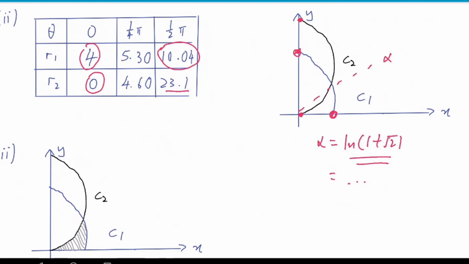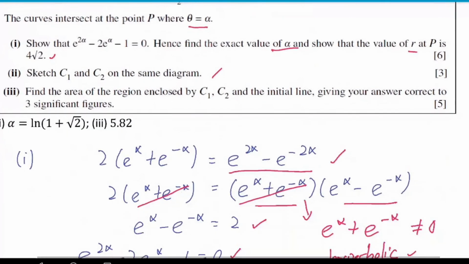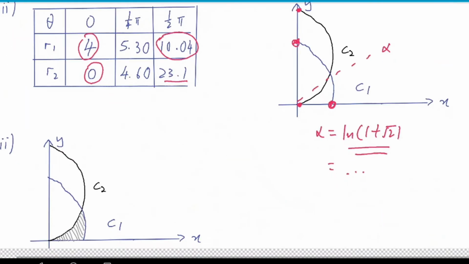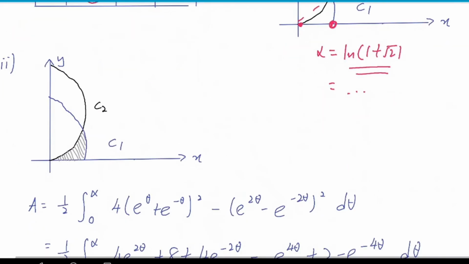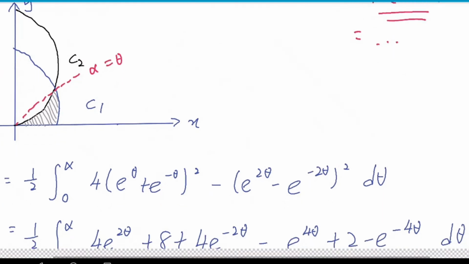On top of that, for part 3, we need to find the area bounded by C1, C2, and also the initial line. So the area bounded by C1, C2 and the initial line is actually here. Initial line, C1 and C2. So basically this is what we have. How do we find the area here? We consider the alpha. So this is the alpha here.